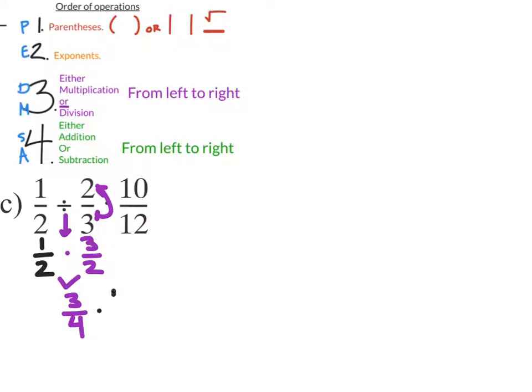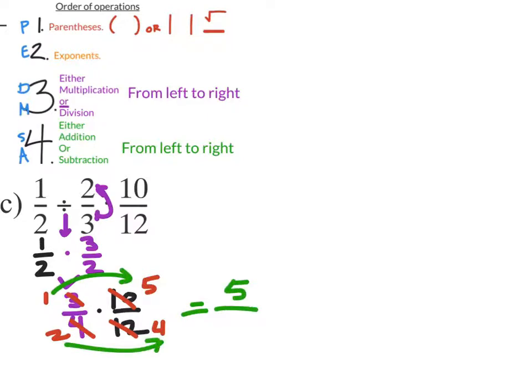Now this was multiplied by 10/12ths, and it looks like we could, if we wanted to, simplify the 10 and the 4, which would be 5/2, and the 3 and the 12, which would be 1 and 4. So this is as simplified as I can make it. Now we would multiply. 1 times 5 is 5. 2 times 4 is 8. So after all that multiplication and division, we get 5/8.